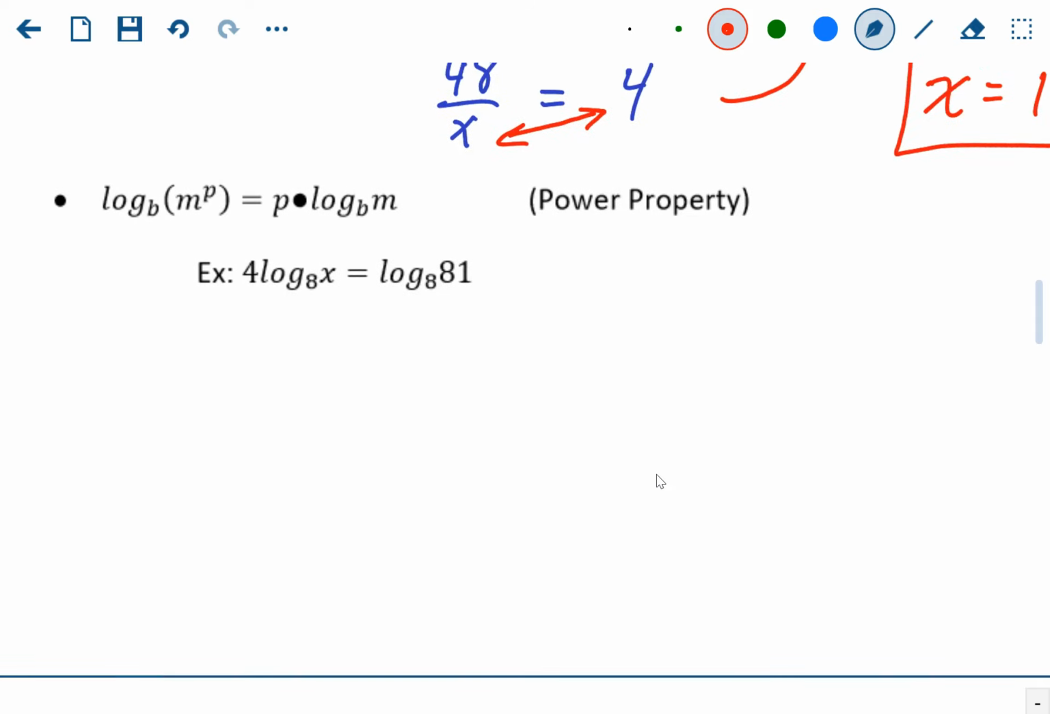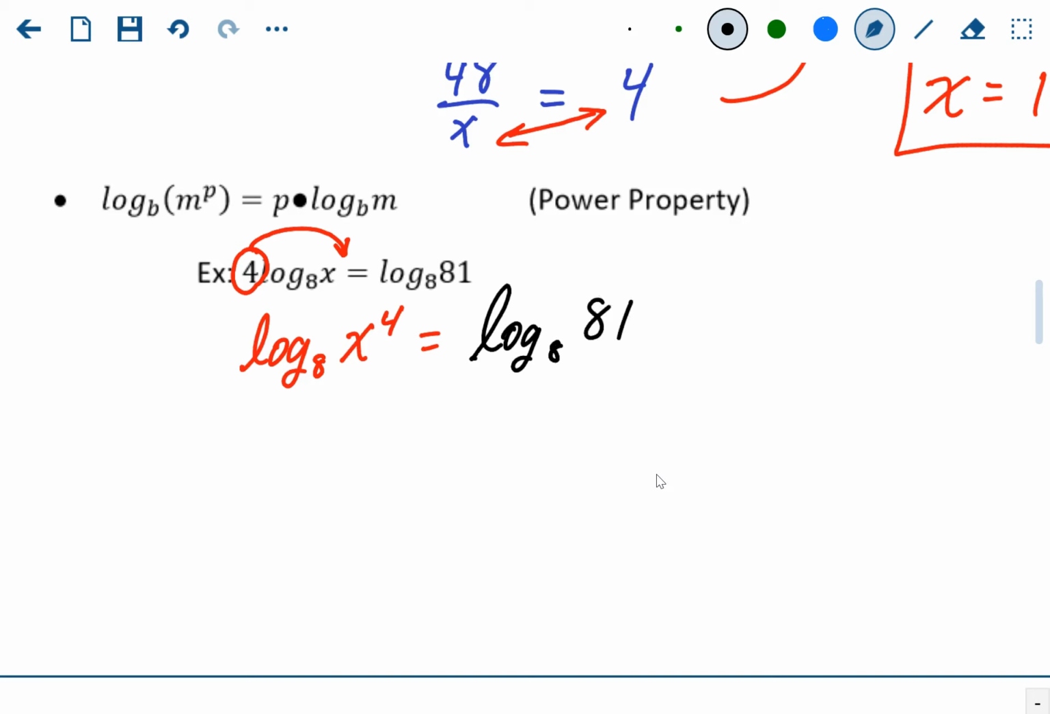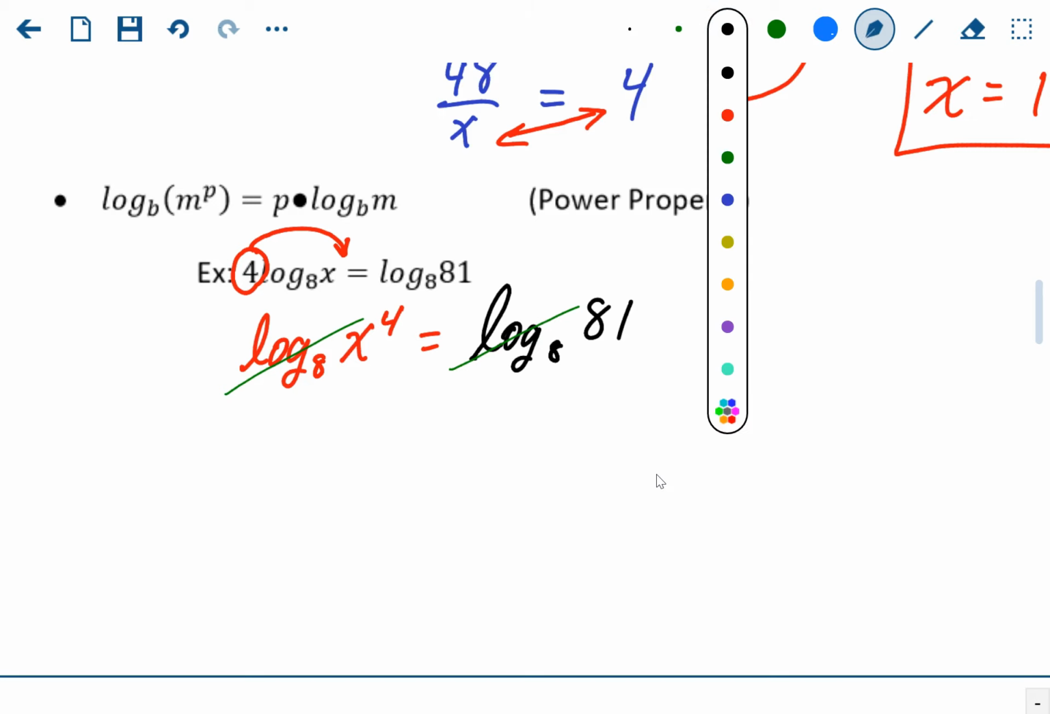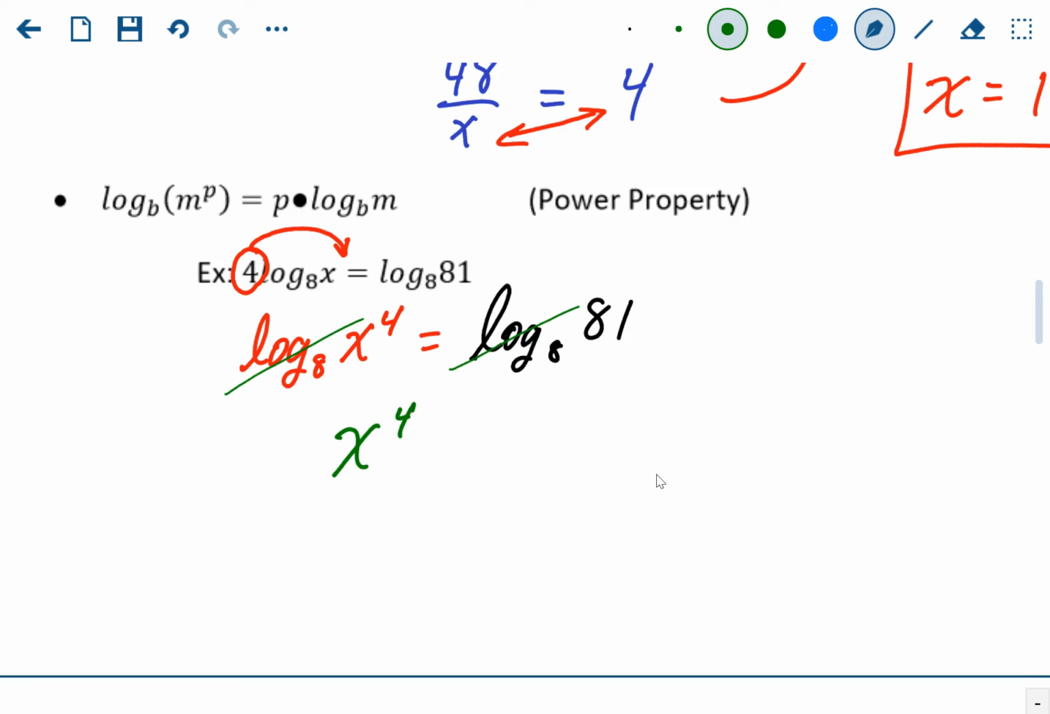In this problem, we have 4 times log base 8 of x equals log base 8 of 81. So using this property, we're going to rewrite this, and we're going to take the 4 that's out front, and we're going to make it the exponent. So really, we're going to have log base 8 of x to the 4th power equaling the right side, log base 8 of 81. Just like all the others, once you have one log on the left, one log on the right, we're going to ignore that part and just worry about the arguments. So really this is x to the 4th power equals 81.